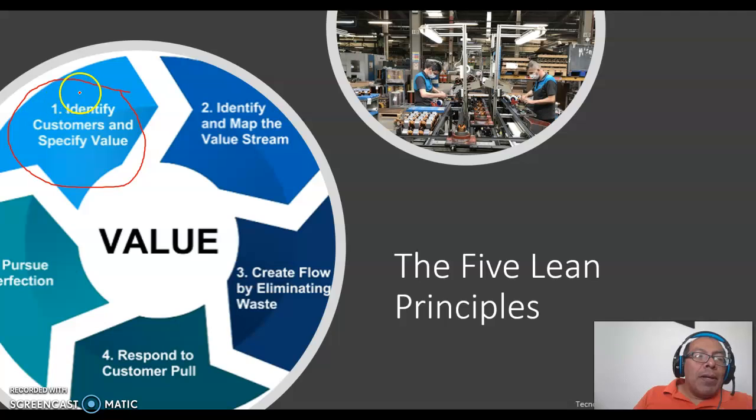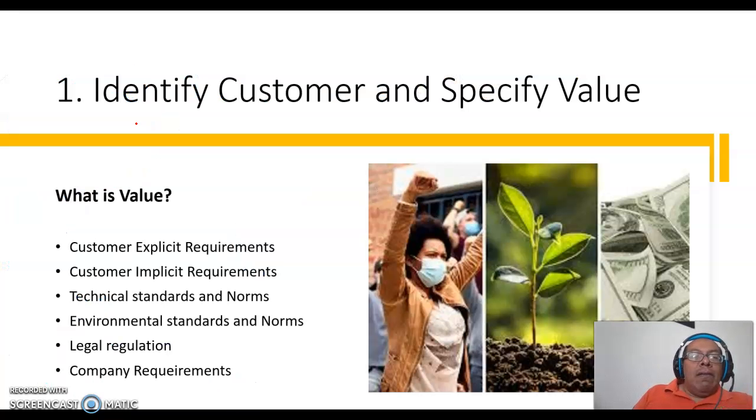So this is the first step because one of the objectives of lean manufacturing, of lean thinking, is to make sure that we deliver value. So we need to specify what value is for a specific organization. Value is basically the conjunction of all these requirements. Value, we can say, for an organization is composed of the customer explicit requirements.